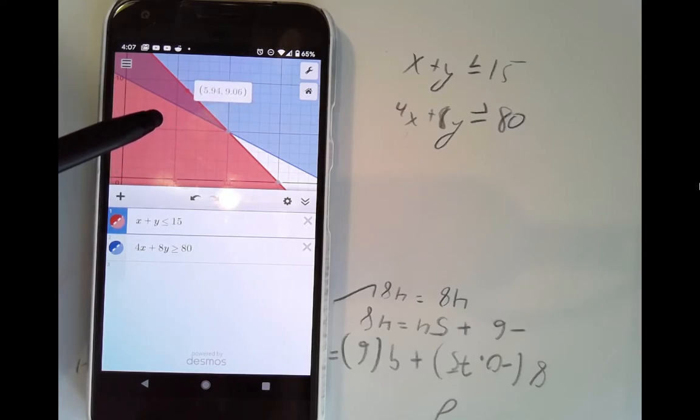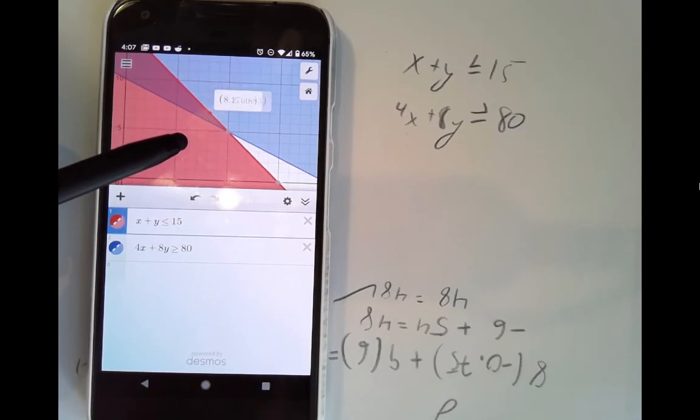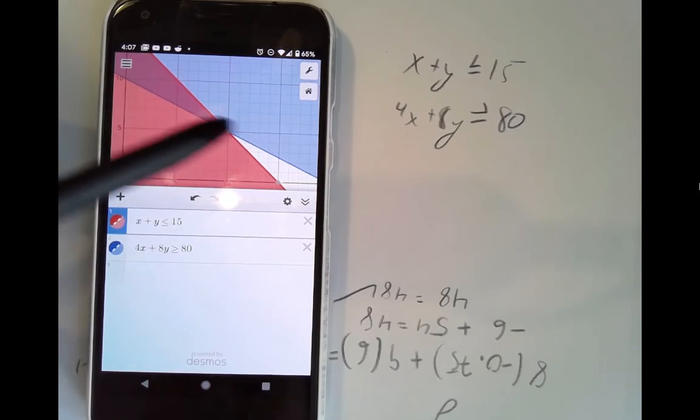I would graph the point 6, 9. I'd graph the point 5, 10. I mean, you get it, right? On the calculator, it's really nice because the trace automatically clicks to each of those. Maybe there's a way to do that on Desmos, but I haven't figured it out yet.